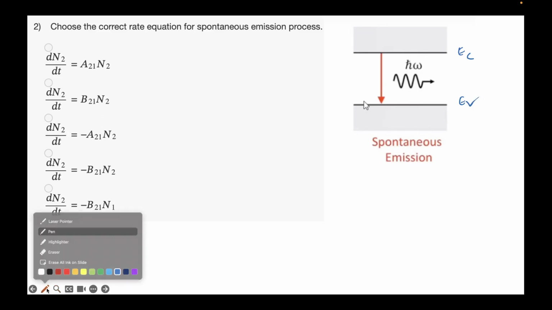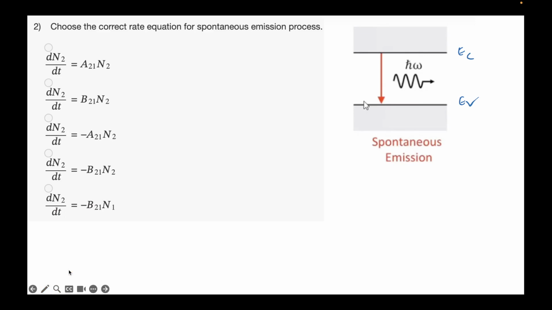The lower state is EV, and let's assume that the concentration of electrons here is N2 at this level, and the concentration of electrons here is N1. So what's going to happen now? We need to know the rate of decay of, let's say, N2. So what we are interested in knowing is dN2 as a function of time.